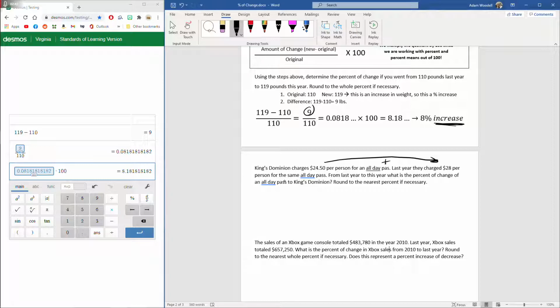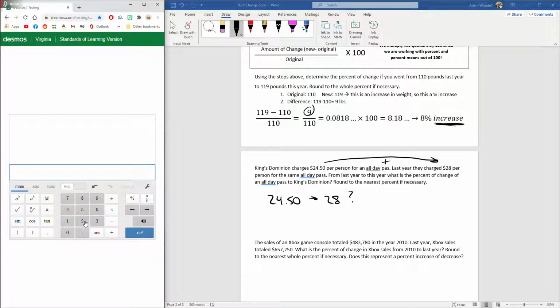So the first thing I need to do is I got to figure out, how do I get from 24.5 to 28? What did I do? Well, I mean, we could subtract, right? Let's figure out what 28 minus 24.5 is. So there's a $3.50 difference. So my difference, I'm just going to write diff. My difference is $3.50. Okay, so that's the amount of change.